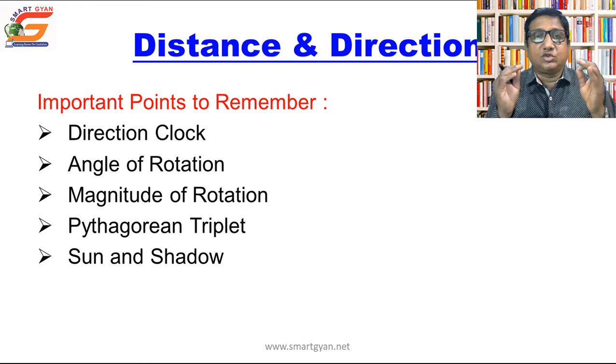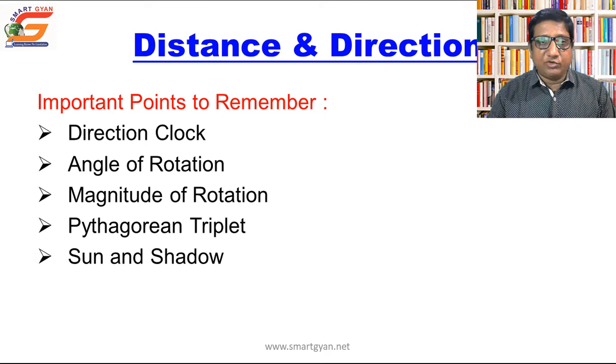Let us start. So, what are the important points you should remember before starting the chapter? That is, first one is direction clock, then next is angle of rotation, then magnitude of rotation, and Pythagorean triplet, sun and shadow concept. So, these are few points you should keep in your mind before solving problems of distance and direction. First, let us look at direction clock.